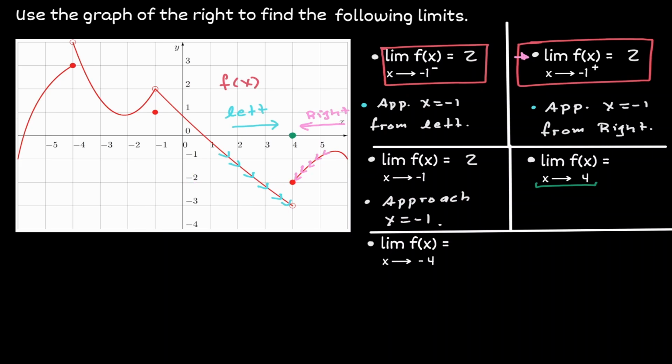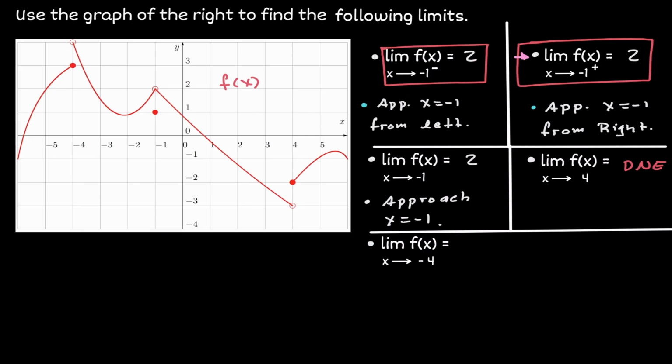So notice that the destination from the left is not the same as the destination from the right. Those destinations do not agree with each other. Therefore, the limit at this specific point of x equals 4 does not exist. For a limit to exist, we have to approach the same value from the direction of the left and the direction of the right. Now let's take a look at our last example, example 5.